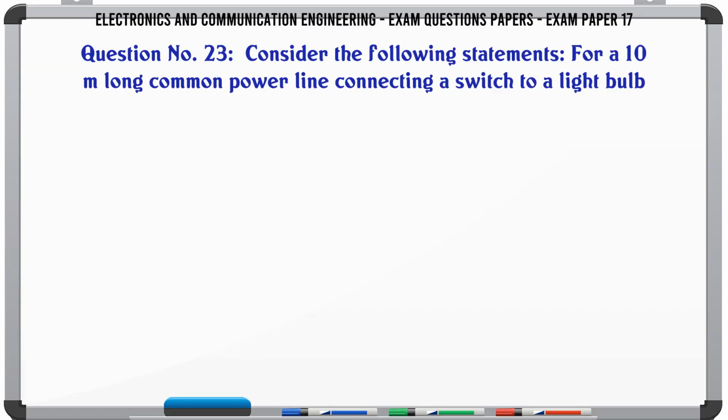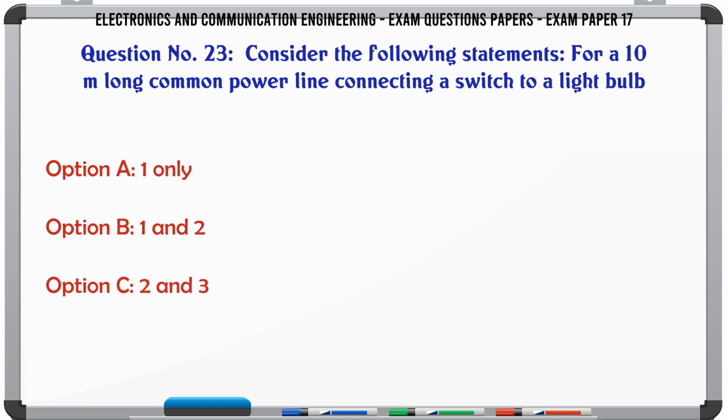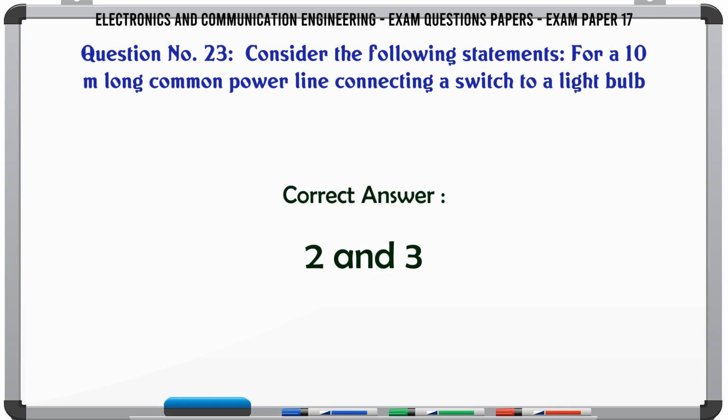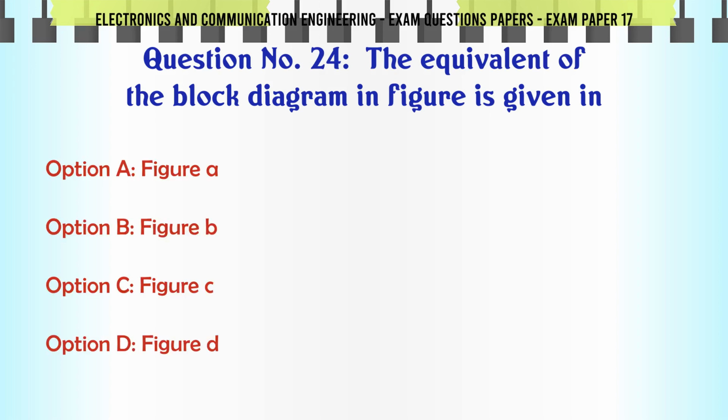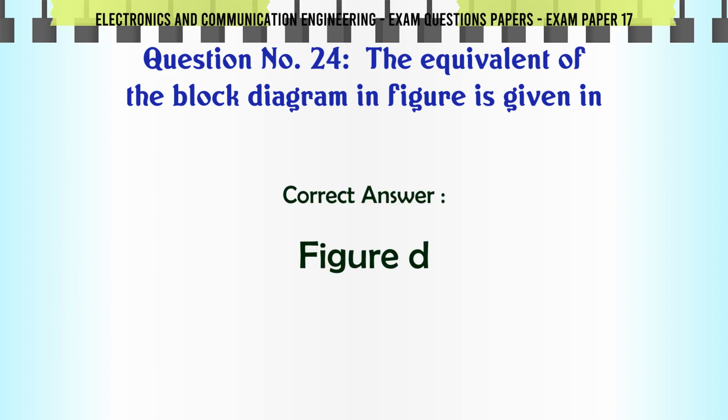Consider the following statements for a 10 m long common power line connecting a switch to a light bulb: A. 1 only, B. 1 and 2, C. 2 and 3, D. 2 and 4. The correct answer is 2 and 3. The equivalent of the block diagram in the figure is given in A. figure A, B. figure B, C. figure C, D. figure D. The correct answer is figure D.